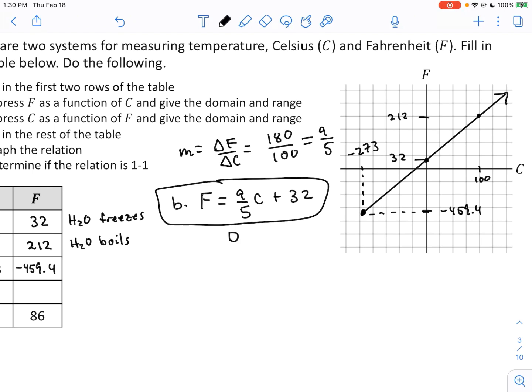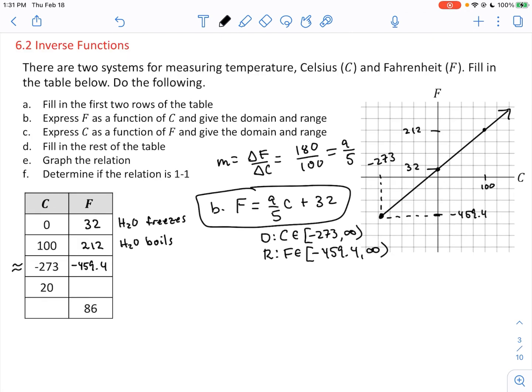So we're going to say our domain is C coordinates. What's the lowest possible C? And that is going to be negative 273. And then we'll say up to infinity. And then the range is going to be the F, the Fahrenheit, which is the output. The lowest it can be is this negative 459.4 up to infinity. Okay, part c is express C as a function of F and give its domain and range. Okay, so for part c, all we have to do is take the answer we have for part b and solve it for C. So we're going to say F minus 32 is equal to 9/5 of C, and then multiply both sides by 5/9.